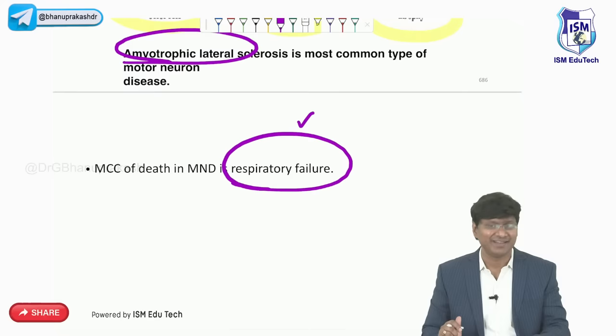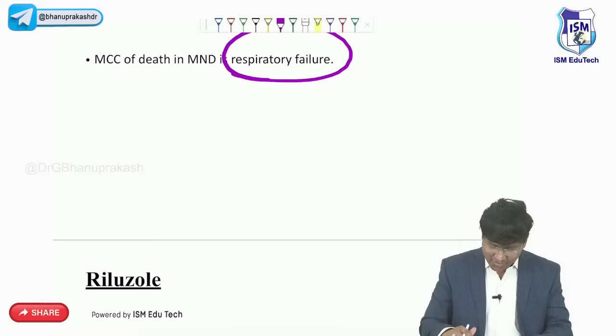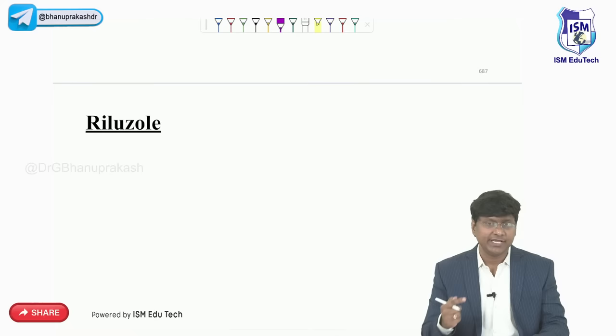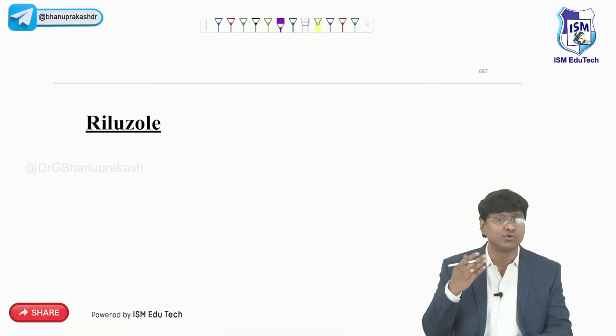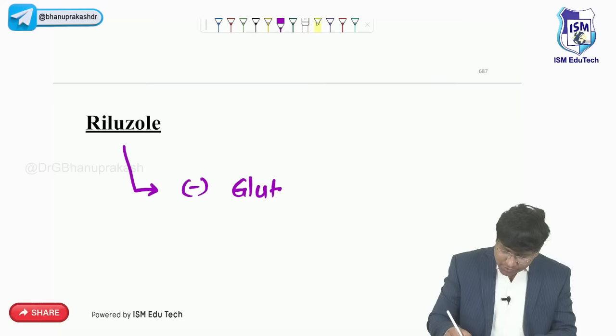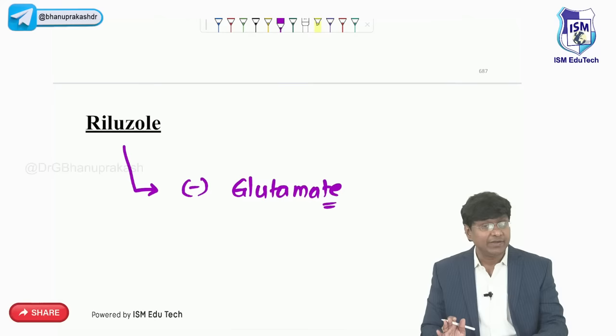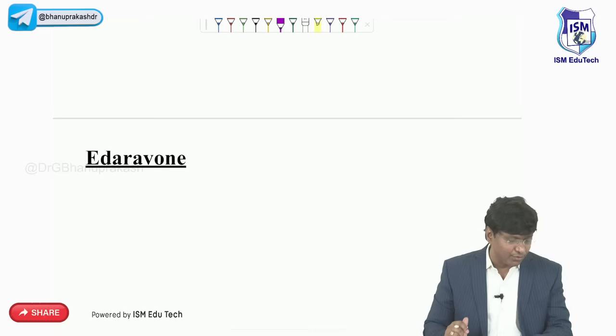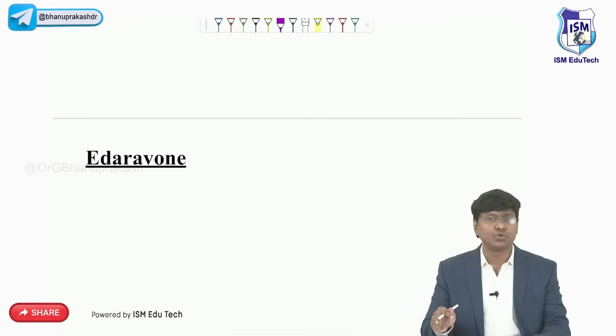Okay, next. Then is there any drug for motor neuron disease? Yes, we have 2 important drugs. One is riluzole. What will this riluzole do? Actually, this motor neuron disease is mainly because of excessive release of glutamate. Riluzole will inhibit the glutamate release. So the advantage of riluzole is that it will slow the progression of the disease. And one more drug we have for motor neuron disease is edaravone. What is edaravone? It's a free radical scavenger. And even this will slow the disease progression. So that is about your motor neuron disease.